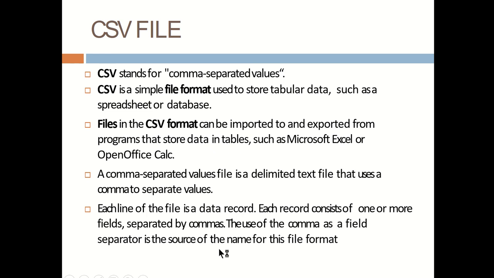The use of comma as a field separator is the source of the name for the file format, which is comma separated value. So CSV is nothing but a file format where the information is separated by comma, and that value can later be in a table form. That is what CSV file is all about.